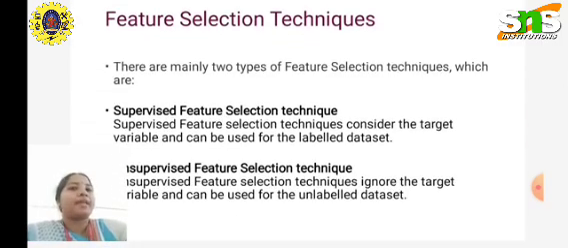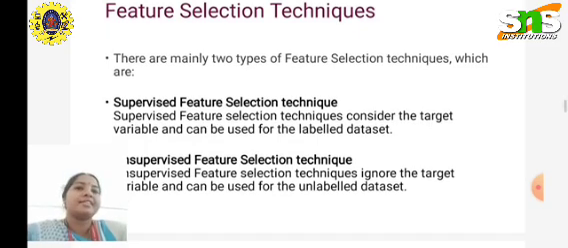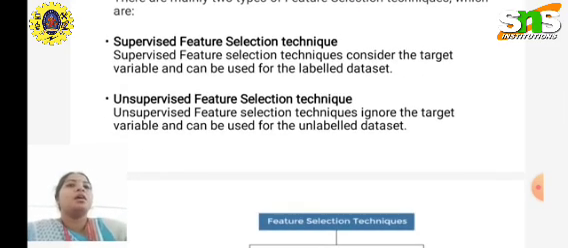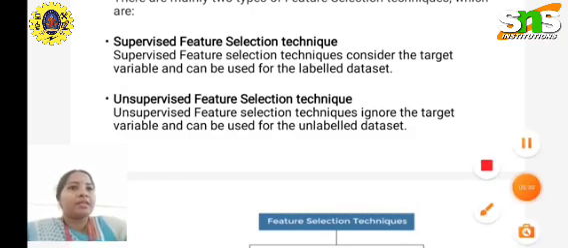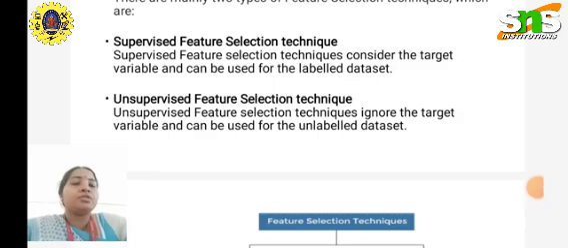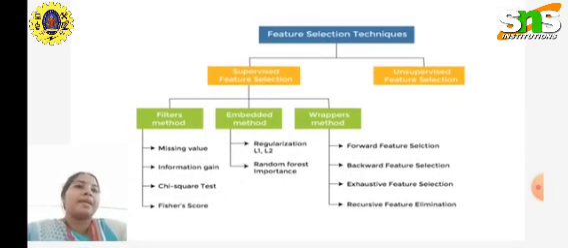Feature selection techniques. There are two mainly used feature selection techniques, which are supervised feature selection and unsupervised feature selection. In the supervised feature selection technique, we consider the target variable, which can be used for the labeled dataset. Whereas in unsupervised feature selection, we can ignore the target variable, and it can be used for the unlabeled dataset, right? This can be explained in a diagrammatic representation of supervised feature selection and unsupervised feature selection.